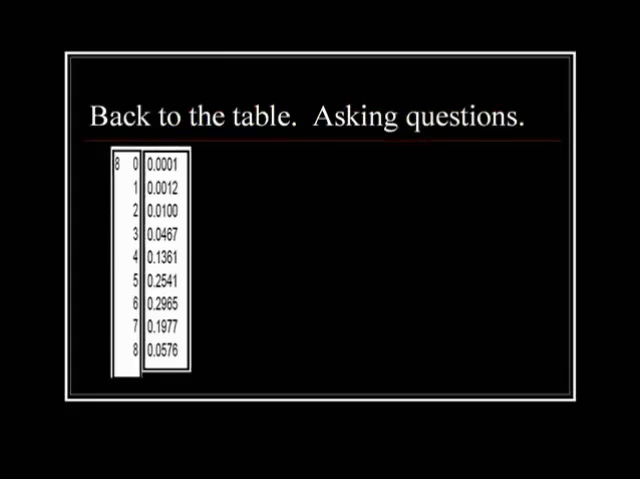Now I'm going to go back to the table. Now I've just moved the probabilities over next to the possible values. That's my probability distribution. A list of all the possible values of x, 0, 1, 2, 3, 4, 5, 6, 7, and 8, and the probabilities associated with each, the 0.0001 down through the 0.0576.